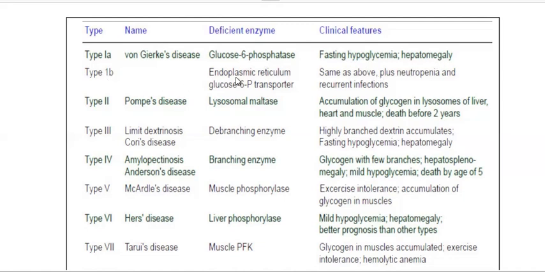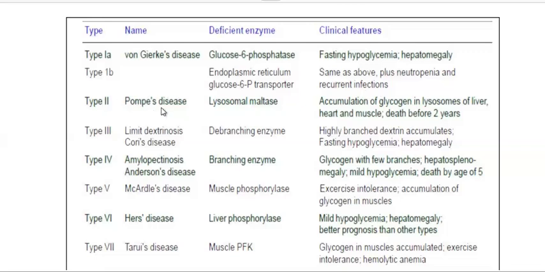Type 1B: the deficient enzyme is the endoplasmic reticulum glucose 6 phosphate transporter. Clinical features are the same as above, plus neutropenia and recurrent infections.